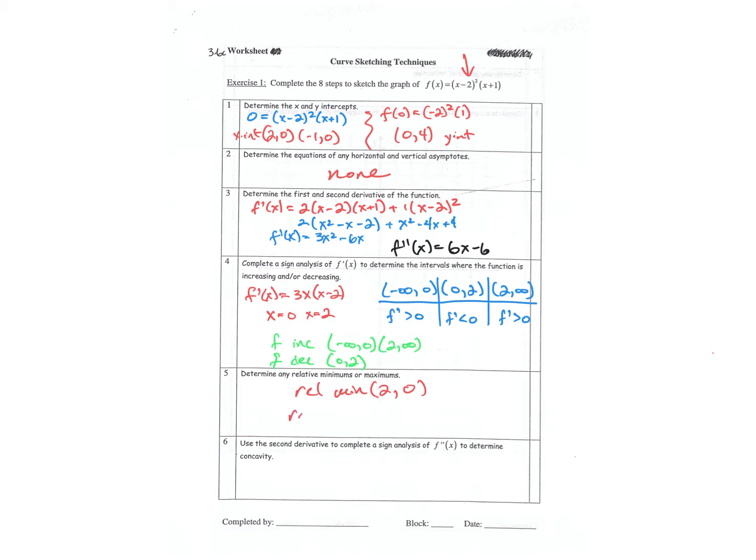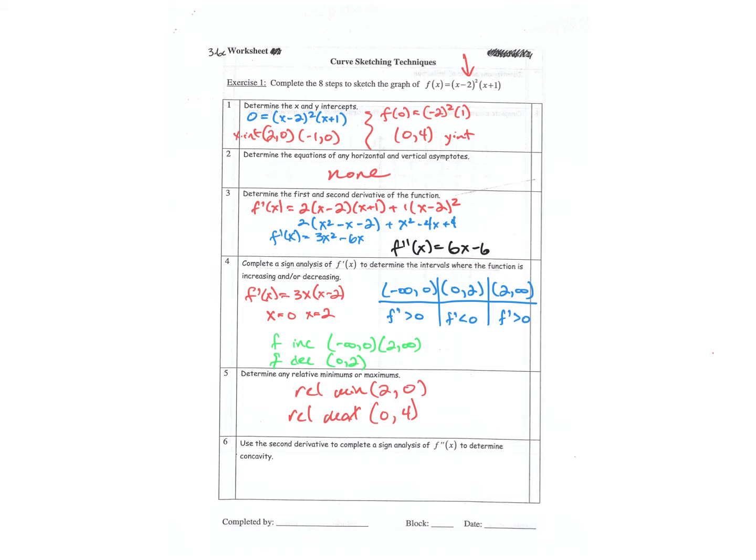And then relative max. Where do I have a relative max going on? X equals 0. So if I substitute in 0, what would I end up getting? I end up getting 4. So I have a relative max of 0 comma 4. Why? Because f prime changes from what? Positive to negative. All right. Second derivative. So what do I need to find first?